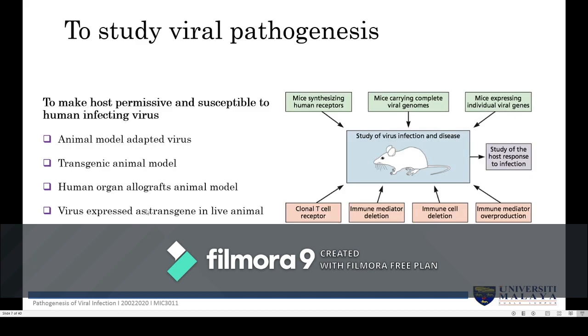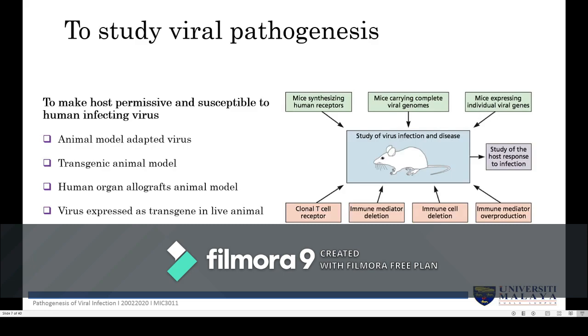And then some of the animal models, what they did is they do the human organ allograft animal models. So they put the human organ in the animals, so that now the animal can actually react like humans when they are infected by the virus. Yeah. And then some of it, the virus expresses a transgene in live animals. So this is the one that they mentioned, mice expressing individual viral genes. Yeah, so they can express that continuously.